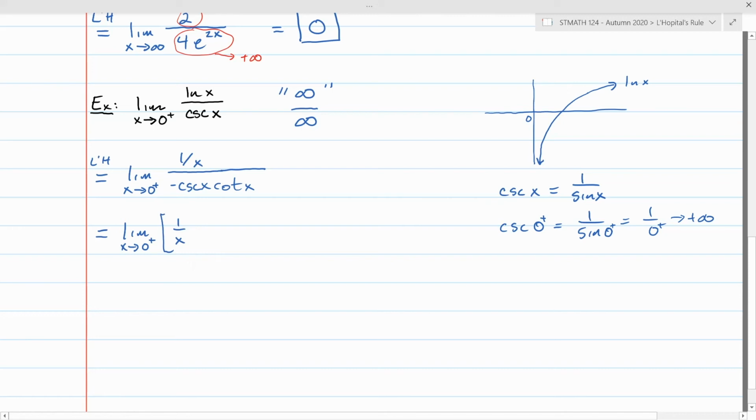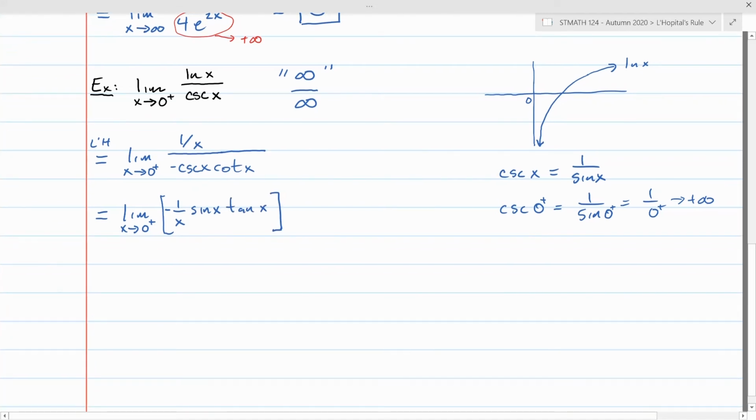Now there's the negative, so I'm going to put the negative here out front too. And then 1 over cosecant I can write as sine of x, and 1 over cotangent I can write as tangent. I've still got a problem with the 0 in the denominator here, but I'm seeing something that I remember from earlier times. This is negative sine of x over x. We've seen that limit. We know that one.